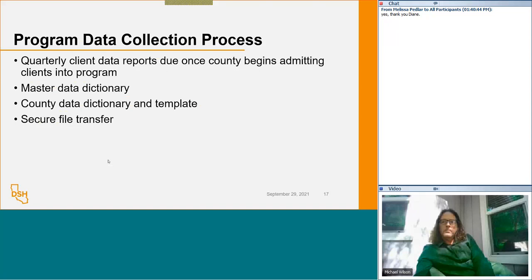We sent you a master data dictionary in the packet of materials yesterday for you all to take a look at.